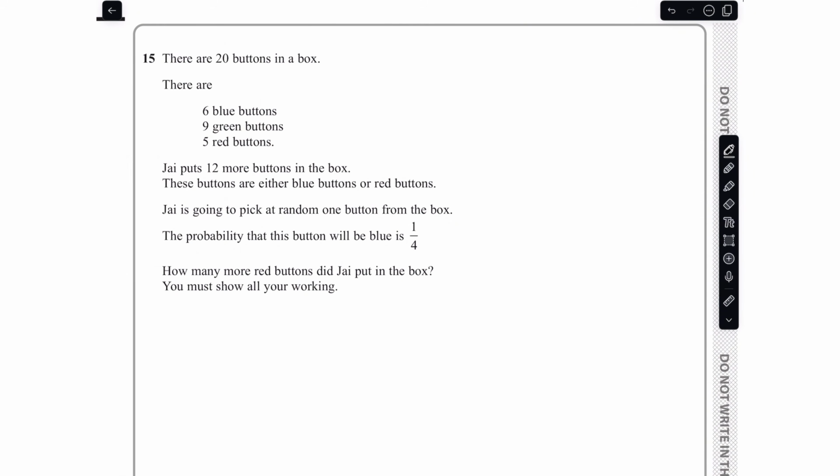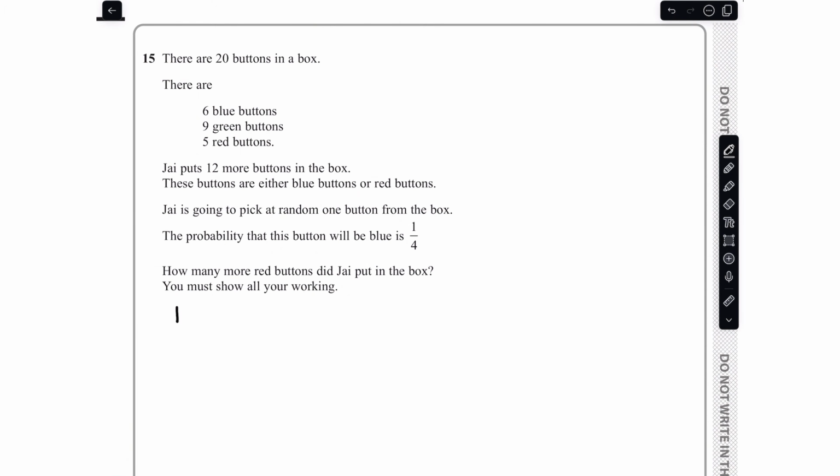In question 15, we are told that there are 20 buttons in a box, and these buttons consist of 6 blue buttons, 9 green buttons, and 5 red buttons. Jay puts 12 more buttons in the box. These buttons are either blue buttons or red buttons. Jay is going to pick at random one button from the box. The probability that this button will be blue is a quarter. How many more red buttons did Jay put in the box? You must show all your work.